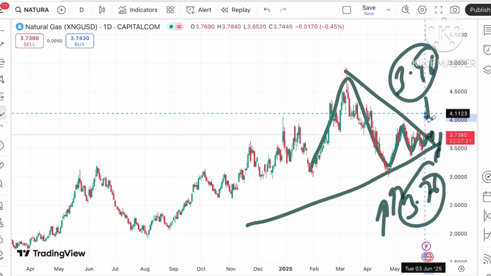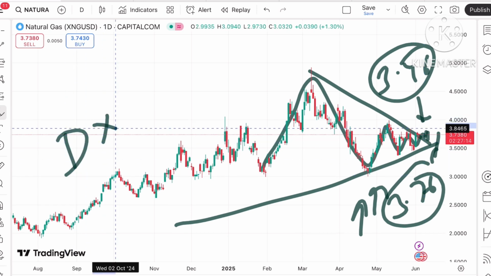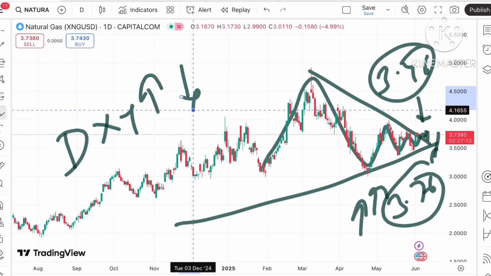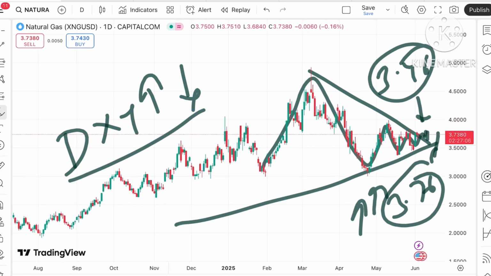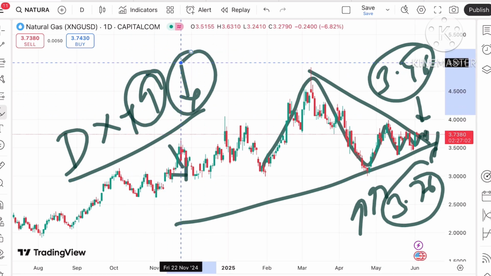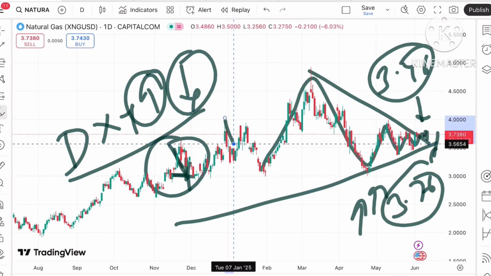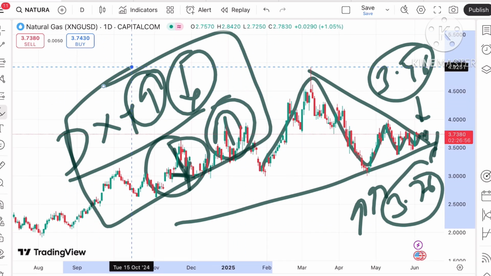See, the price of natural gas depends on a lot of factors. One of the factors is the dollar index, because it is inversely related to natural gas. Even crude, gold and silver also. When the dollar index starts going upside, we see the natural gas price come down. When the dollar index starts going down, we see the natural gas price go up. This is what we have seen mostly.